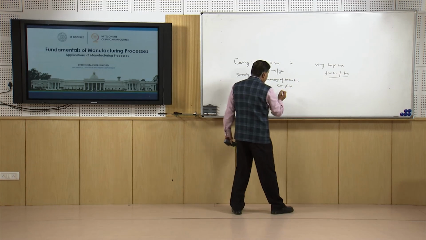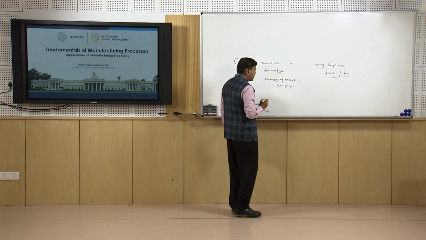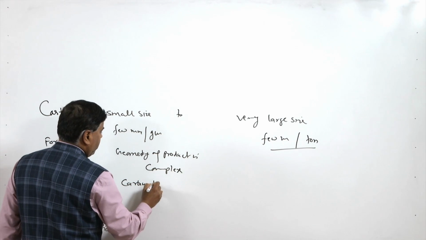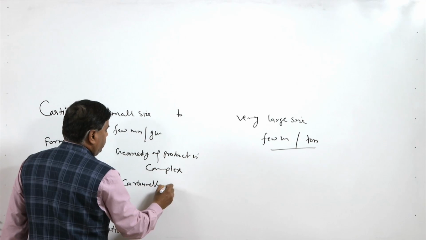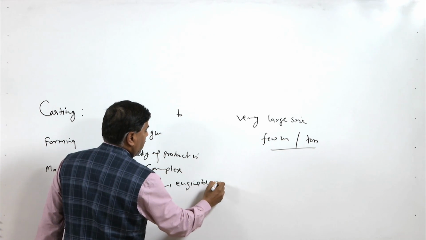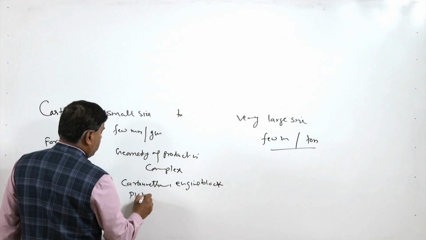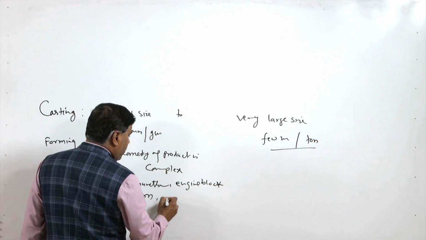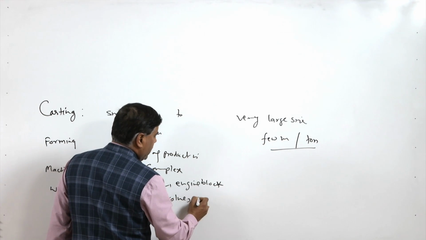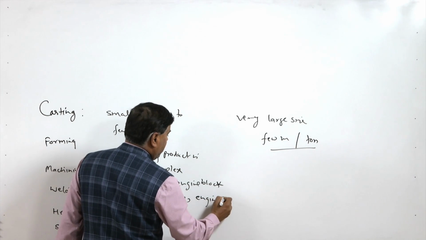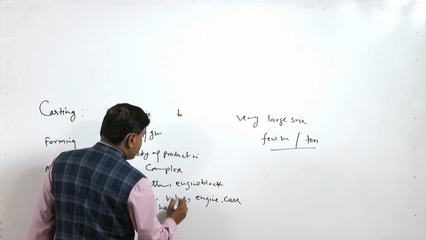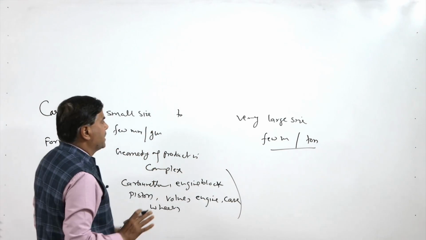So, most of the components related with the automobile industry, for example, carburetor, engine block, piston, wheels and engine case, etc. All these are made using the casting process.